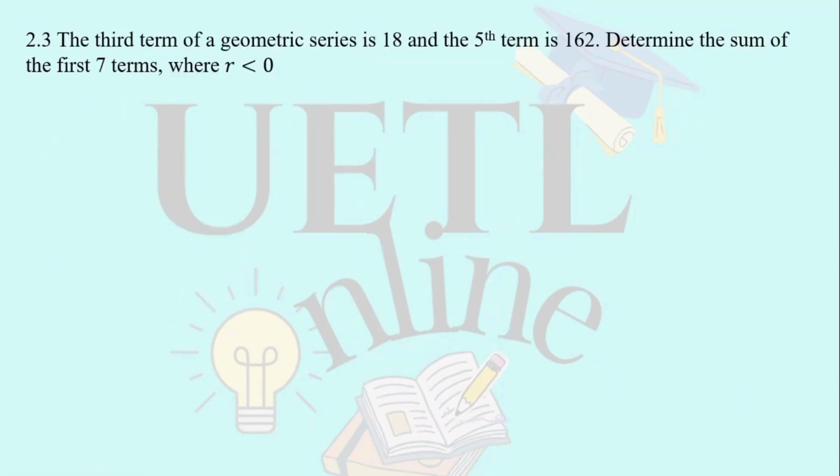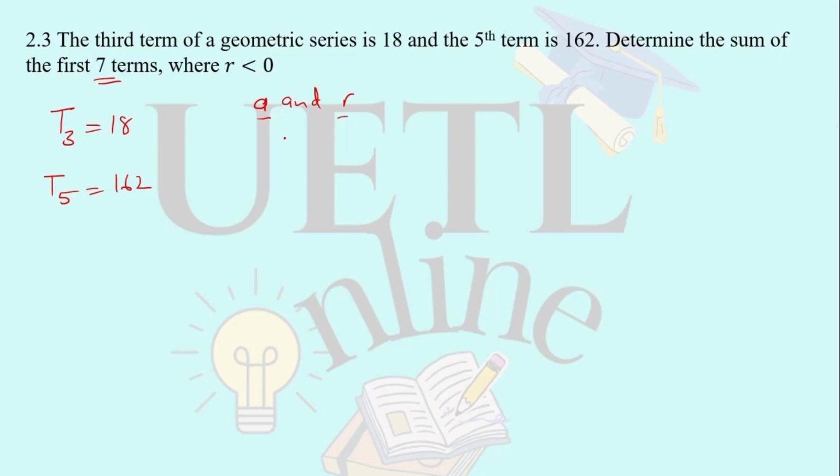Our next question is saying that the third term of a geometric series is 18. This means that T3 is equal to 18. And the fifth term is 162. This means that T5 is 162. Determine the sum of the first 7 terms. The first thing you have to know when dealing with a geometric series is to make sure you know a and r. a is the first term and r is the common ratio.